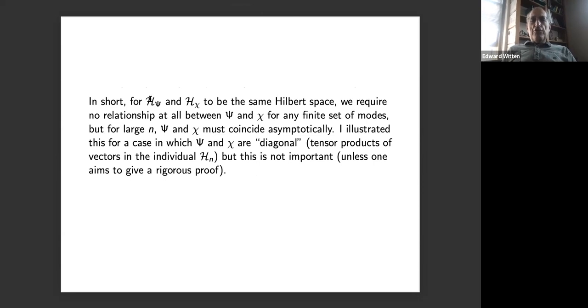In short, for H_psi and H_chi to be the same Hilbert space, we require no relation between psi and chi at all for any finite set of modes, but for large n, psi and chi must coincide asymptotically. I illustrated this for the case in which psi and chi are tensor products of vectors in the individual H_n's. But that's not important unless one aims to give a rigorous proof, which I'm certainly not going to try to do.